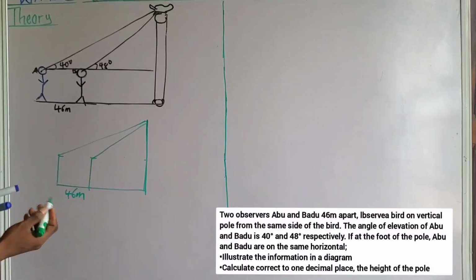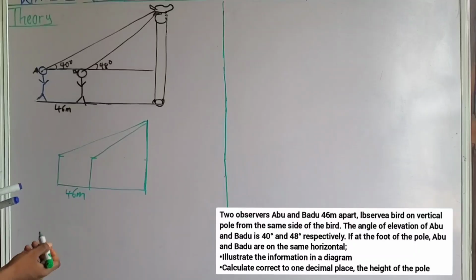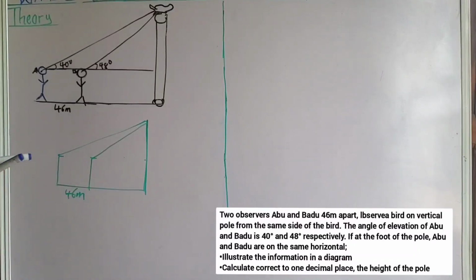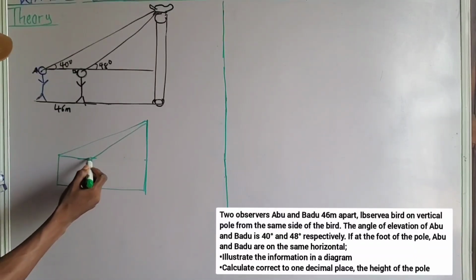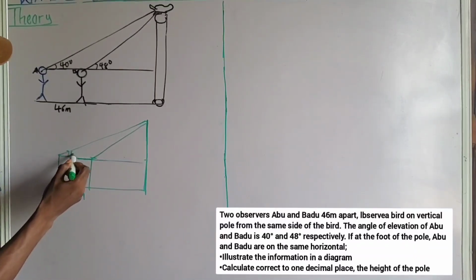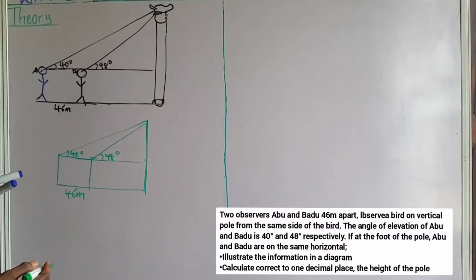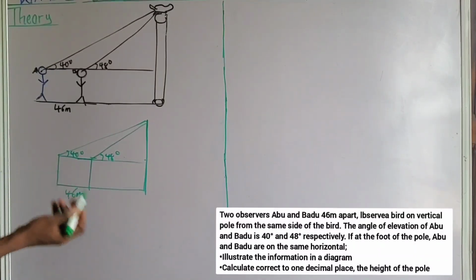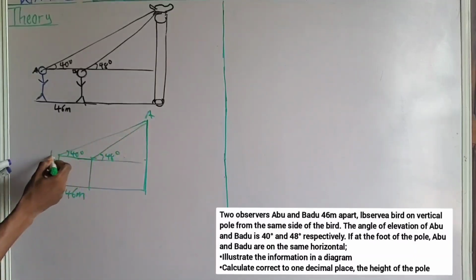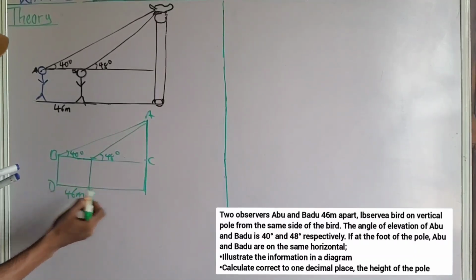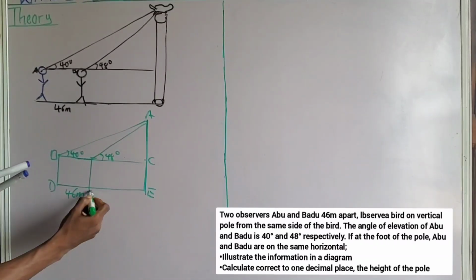So if you are solving this in an exam, you can draw the diagram in this way, and it depends on you. This is 46 meters, this is 40 degrees, and this is 48 degrees. You can still label it A, B, C, D, E, and you can call this place F.